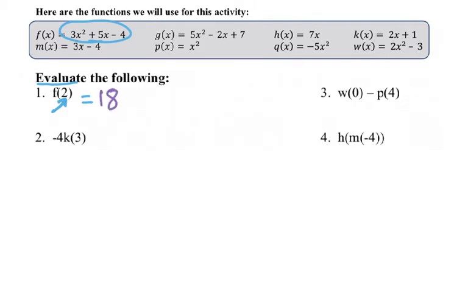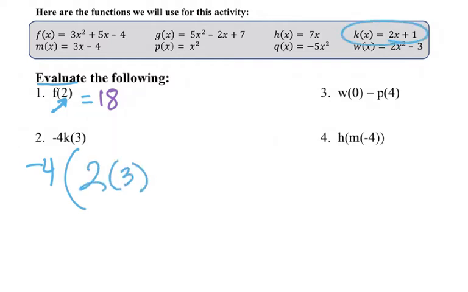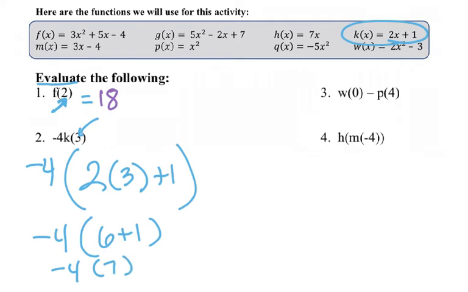Okay, number 2, negative 4 times k of 3. So I'm going to be using my k function right there. So I'm going to do 2, and then instead of x, I'm going to put 3. So again, you're just putting this as your input value. You're putting that in for x. So I'm going to have negative 4 times 6 plus 1. Negative 4 times 7, which is negative 28. So I know that negative 4 times k of 3 is negative 28. Okay, go ahead and pause and see if you can do 3 and 4.